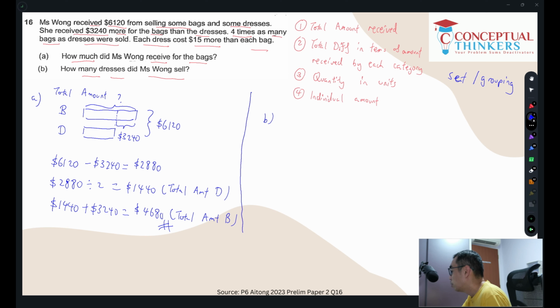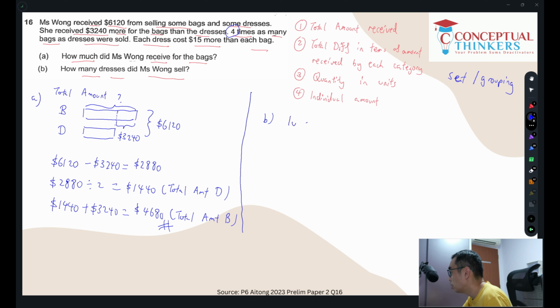Now, a lot of students are able to do part A but can't do part B. The reason is that when you do your comparison, they can't compare because the quantity is different. If you look at what they mentioned here, they did say that it's 4 times in terms of quantity for the bags, and it's only 1 times for the 1 unit for the dress. So what we need to do is compare them using the same quantity. We need to look at them in terms of 1 unit.